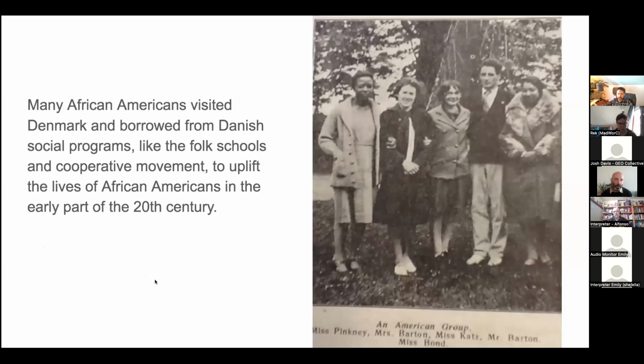Many African Americans visited Denmark and borrowed from the Danish social programs like the folk schools and cooperative movement to uplift the lives of African Americans in the early part of the 20th century. These schools in Denmark had many African Americans as part of them, and also many visitors from the US.